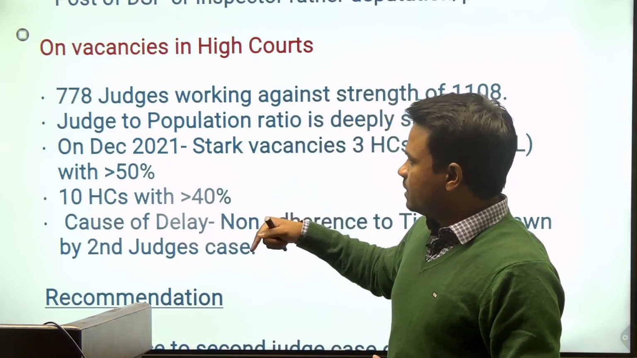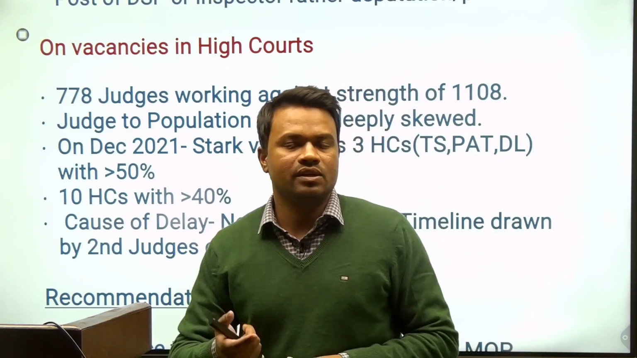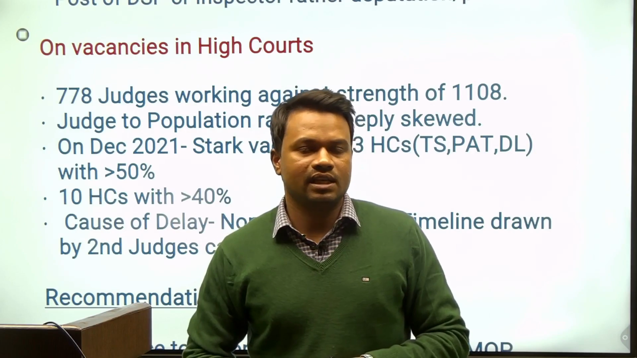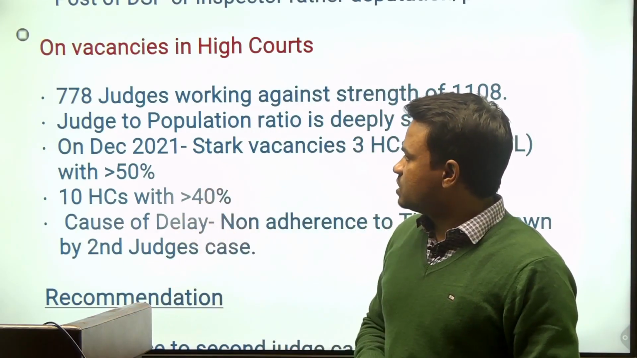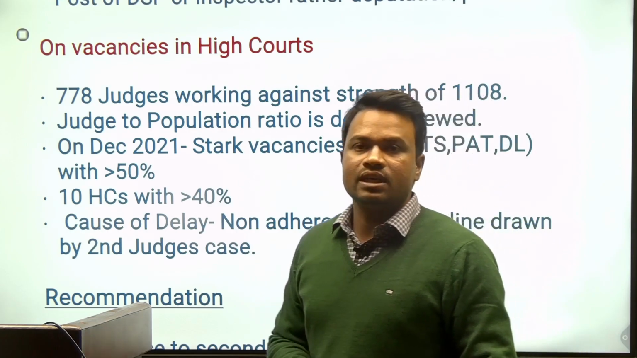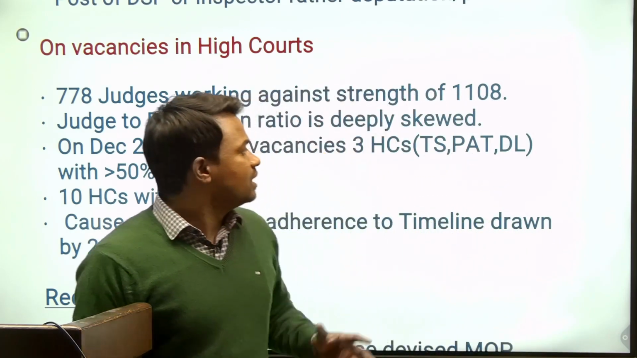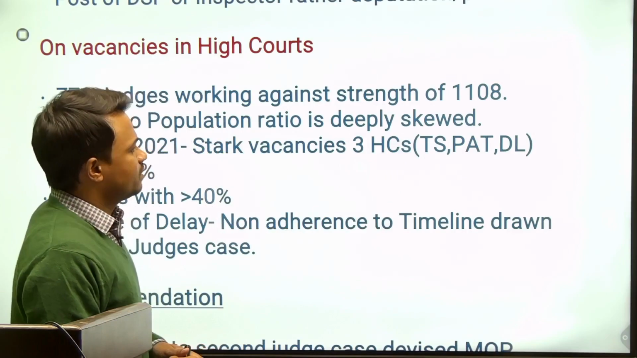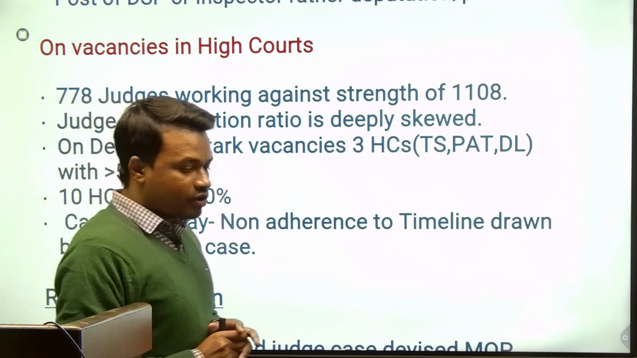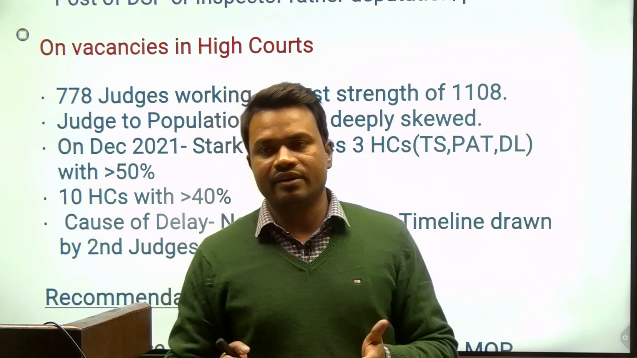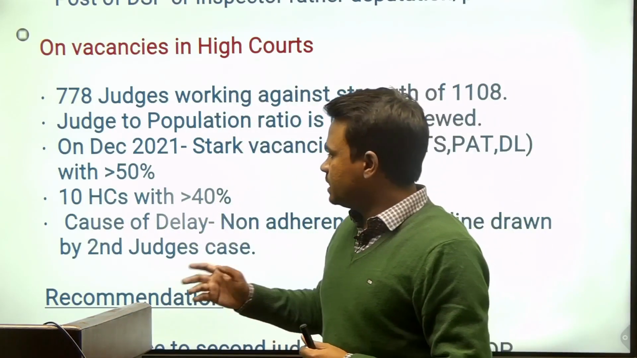But now it has been raised to 46, including the Chief Justice of the Delhi High Court. But at that point of time, December 2021, it was even below 30, that is less than 50%. Similarly with Telangana and Patna. And 10 High Courts had more than 40% vacancies of High Court judges. So these are the issues.